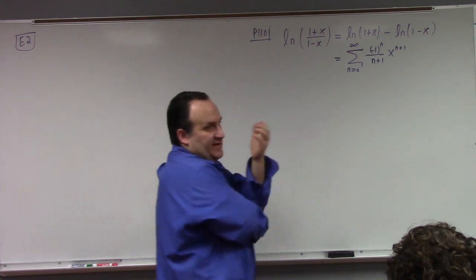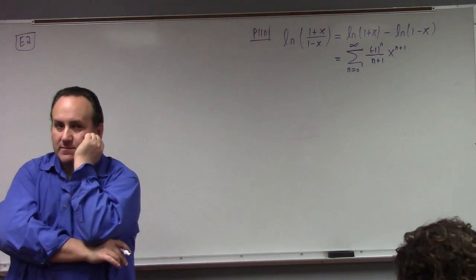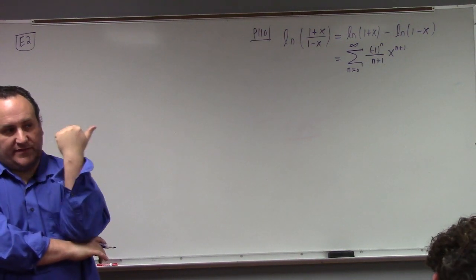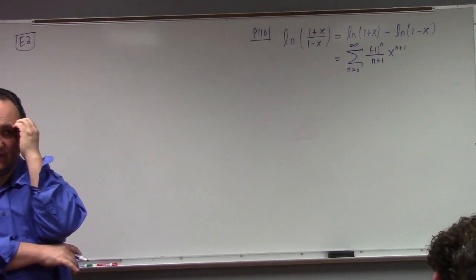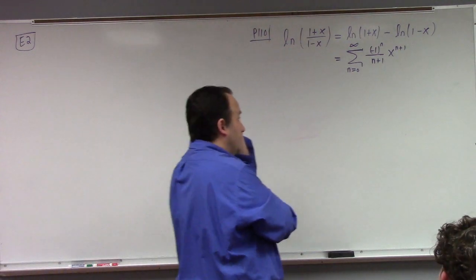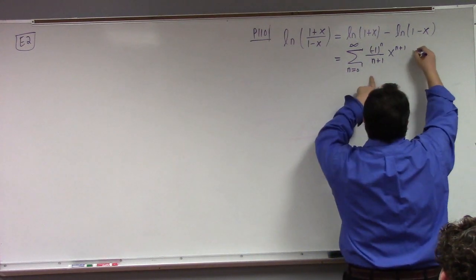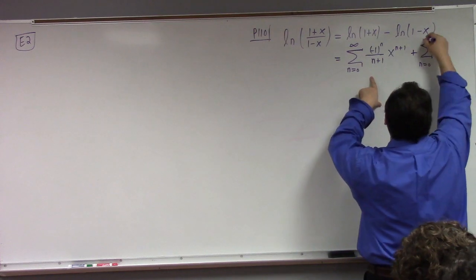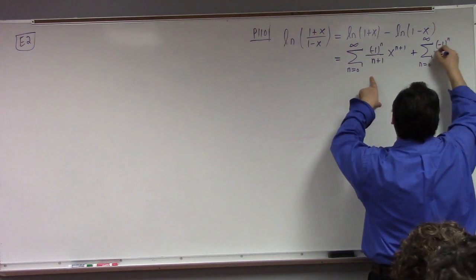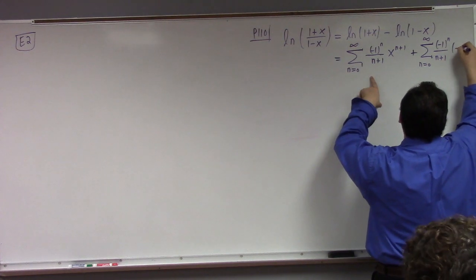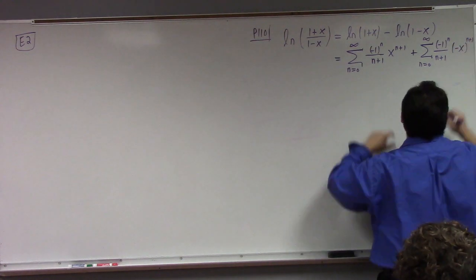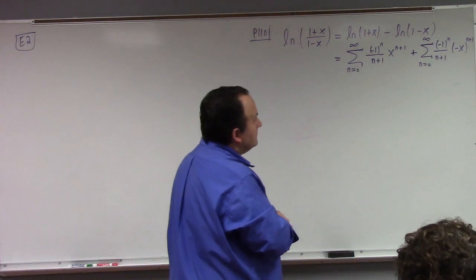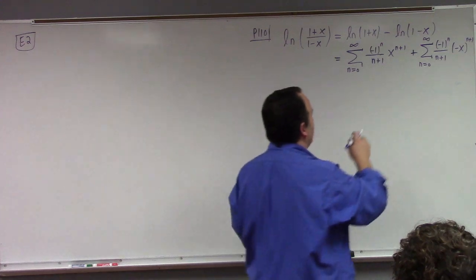I always check it against the natural log of 2 because I remember that: the natural log of 2 is the alternating p equals 1 series, and that's what happens if you plug x equals 1 into this. So that checks what you told me. And then what is this? Minus 1 to the n, over n plus 1, times minus x to the n plus 1. Thank you.